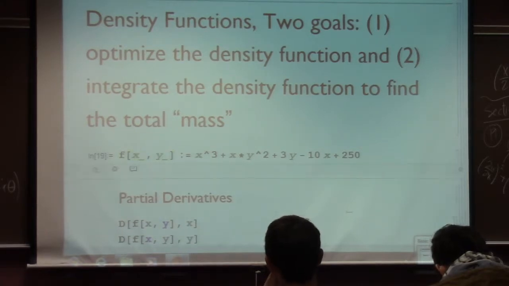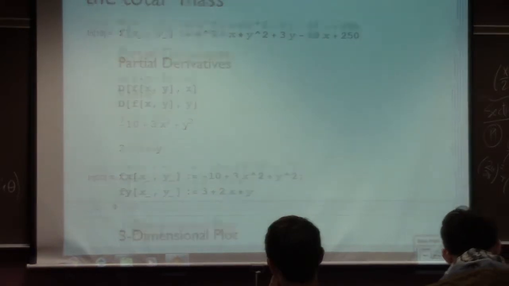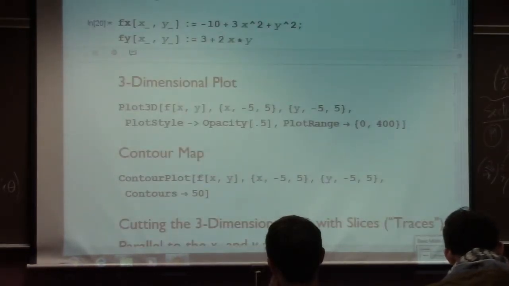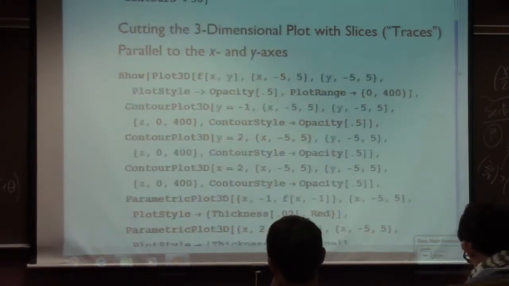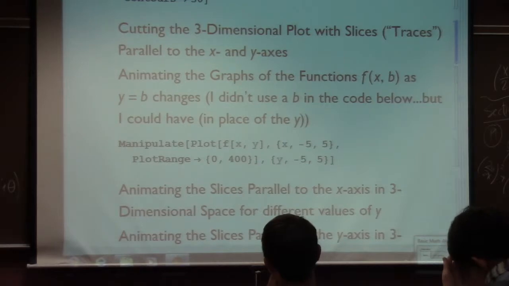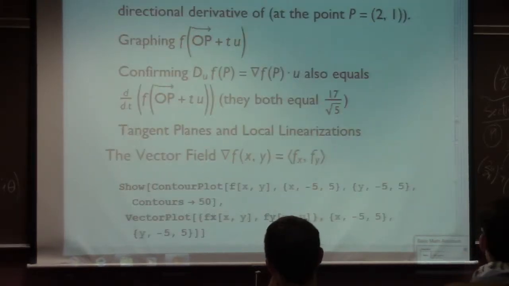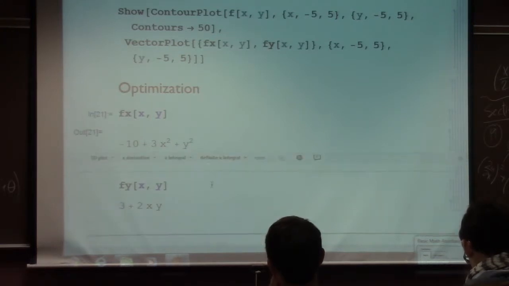Here was the function. Here are its partial derivatives. And we did various things. We made plots, three-dimensional plot, a contour map. We made lots of other things here that you can open up and look at if you like. I'm closing these so that we can see them better. And way down here, before class today, I made a new section on optimization. Just remind ourselves what these partial derivatives equal.